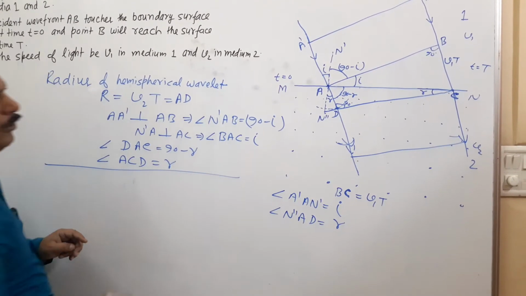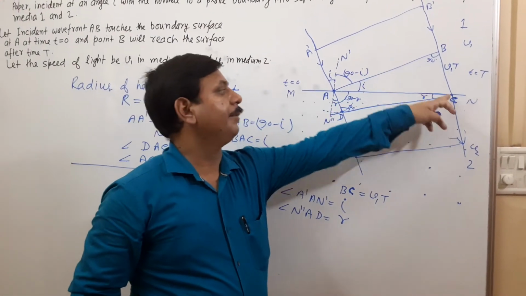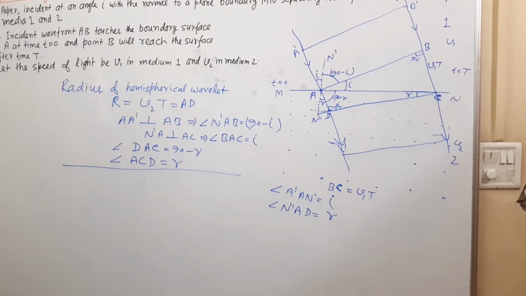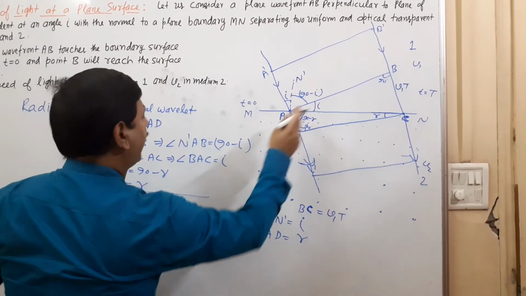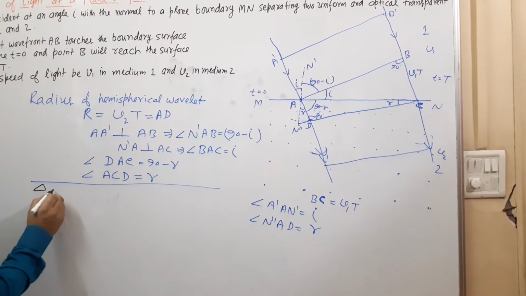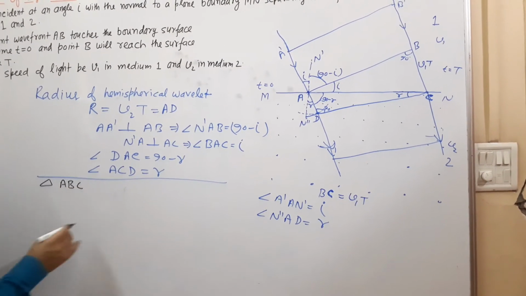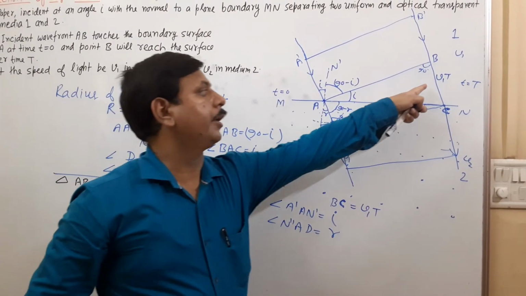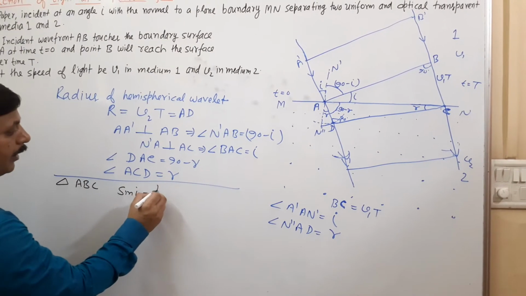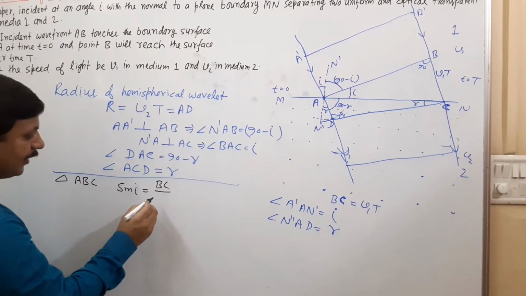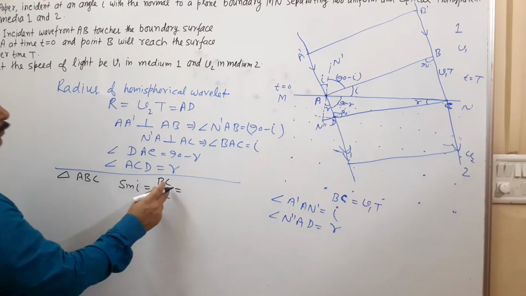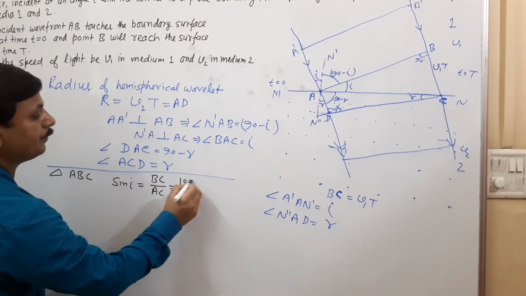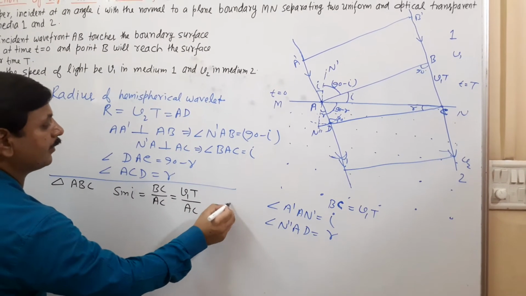So see, if you see these two triangles, ABC and ADC, what you'll see? Sin I in triangle ABC, right angle triangle, sin I is equal to what? Perpendicular upon hypotenuse. So perpendicular means BC upon hypotenuse AC. And BC, what we have found? BC is equal to V1T upon AC. This I have given in question 1.